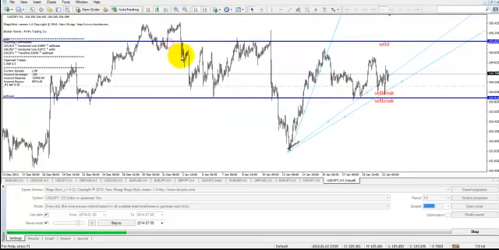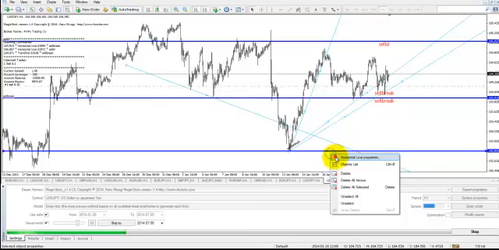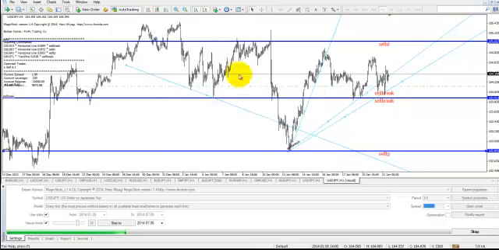As far as a target, I might look for previous support and resistance, or maybe this low right here, or maybe even this low right here as a potential target. I can use support and resistance as my target, so I might look to target right there. So I put in sell TP.